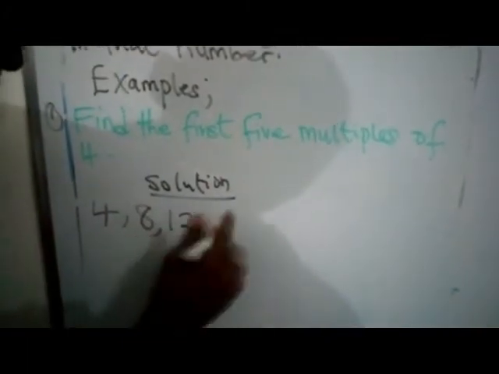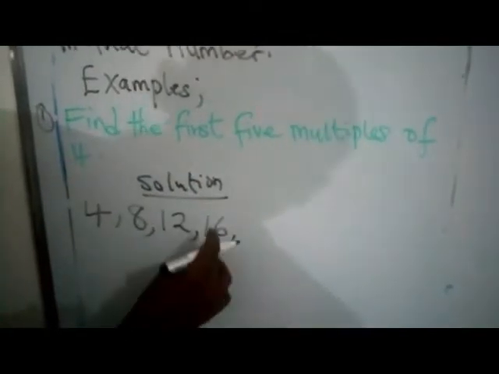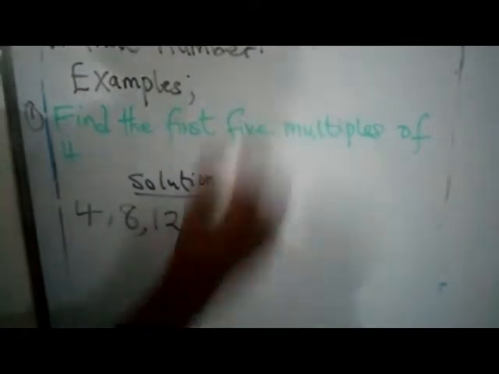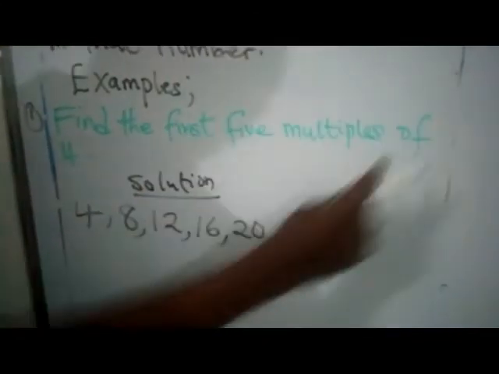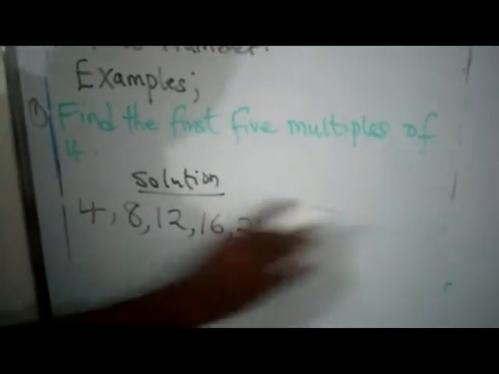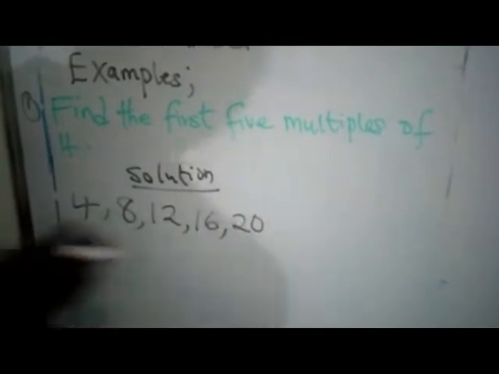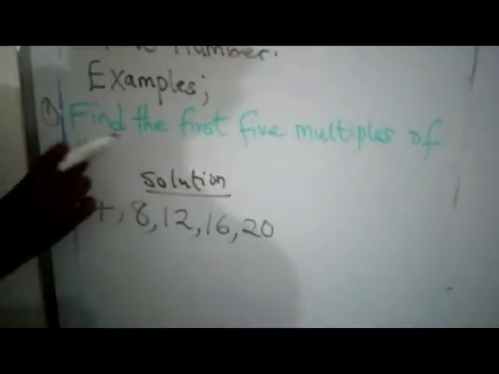4 plus 12. That will give us what? 16. We move to the next one. 4 plus 16. That will give us what? 20. Now, you look at this question, we are finding the first 5 multiples. After doing this, you need to count your multiples. 1, 2, 3, 4, and 5. Here now, we have the first 5 multiples of this number, which is what?